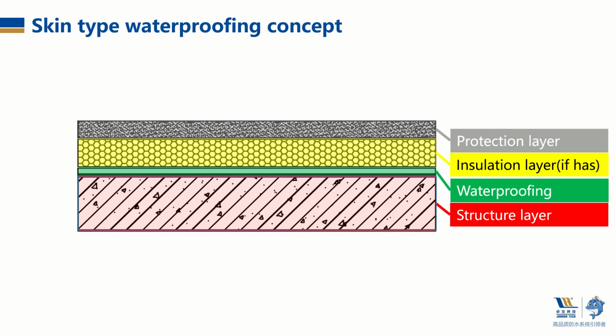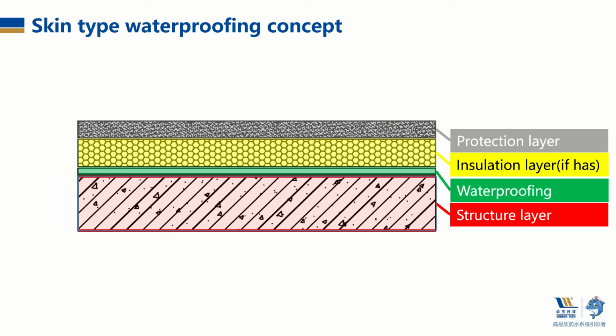This is the structure diagram for skin type waterproofing. The waterproofing bonds with the structure layer directly. There is no other layer between them. It can realize the full adhesion with appropriate bonding material. Then there is no chance for water migration.